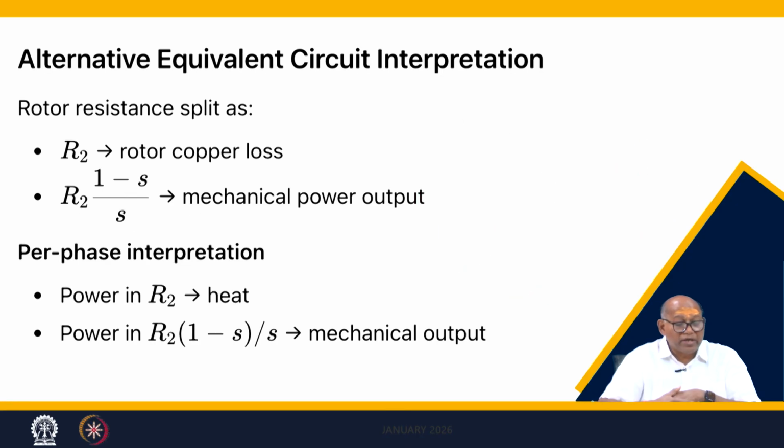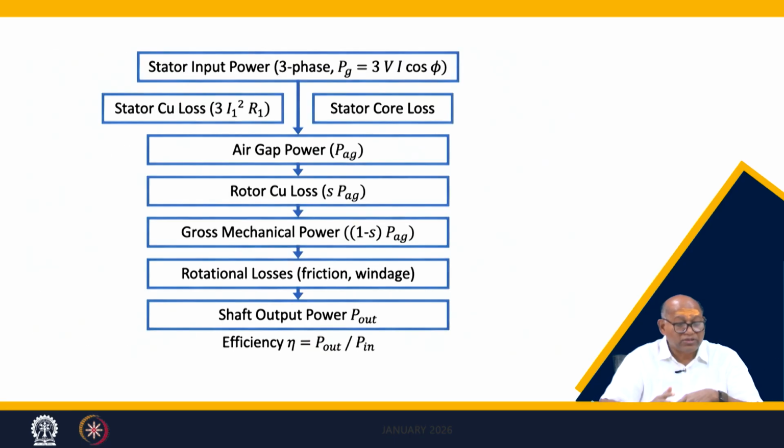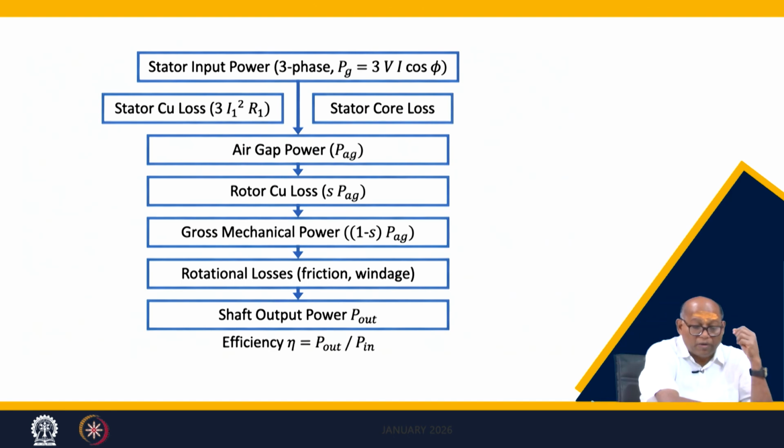There are many ways to do the alternate equivalent circuit. Here R2 is the heat, and this is the mechanical output. This you have done already. This is the final balance, you can see. This is the stator input power, which is 3 VI cos phi, where VI cos phi is per phase. This is the phase voltage, V phase, and this is the phase current, I phase. So the total power is 3 VI cos phi, which is the input power going to the motor.